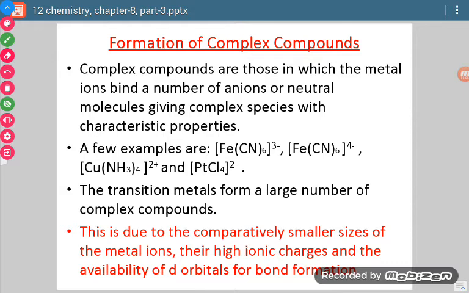Okay, now we will say that transition metals possess vacant orbitals in d orbital. So the lone pairs donated by the ligands, these are called ligands, just like CN negative is called a ligand, can be easily accommodated, so it is easier for them to make coordination compounds.